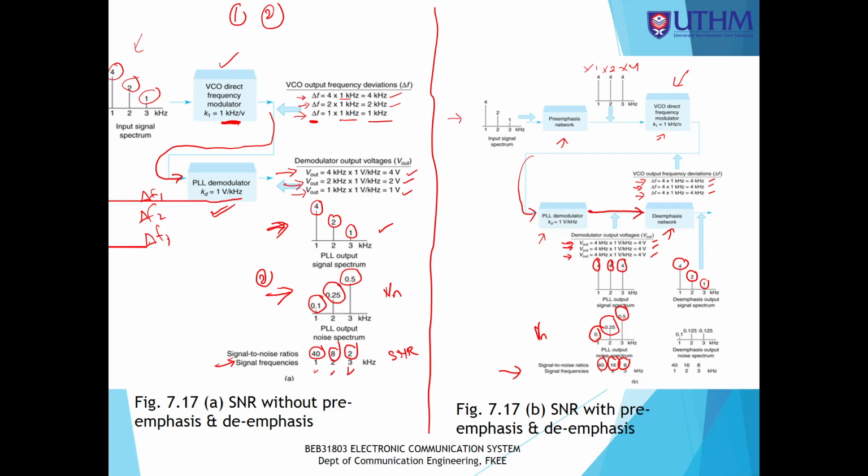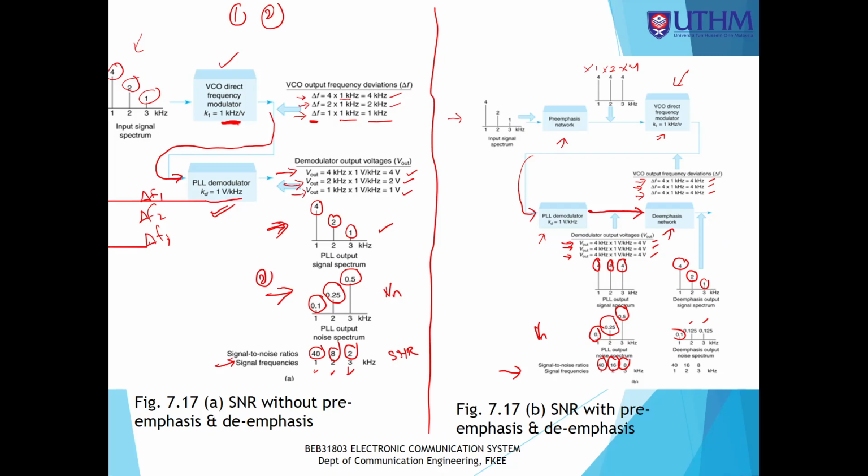Similar with the noise, so if we de-emphasis also will reduce the noise level with the same rate. Okay, so 0.1 divide with 1, so we get 0.1, same. 0.25 divide with 2, so we're gonna get 0.125. 0.5 divide with 4, so we're gonna get 0.125. So both signal level and noise level is reduced with the same rate, same values. Okay, and still we're gonna get the same SNR.